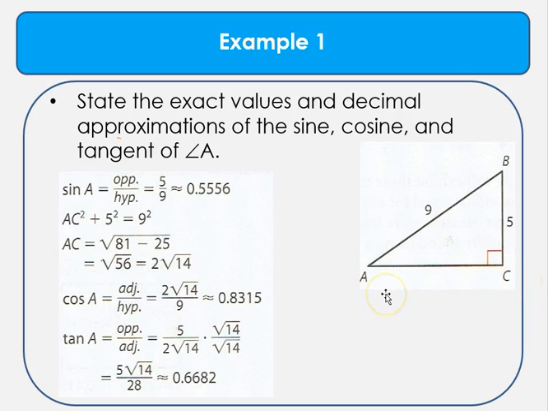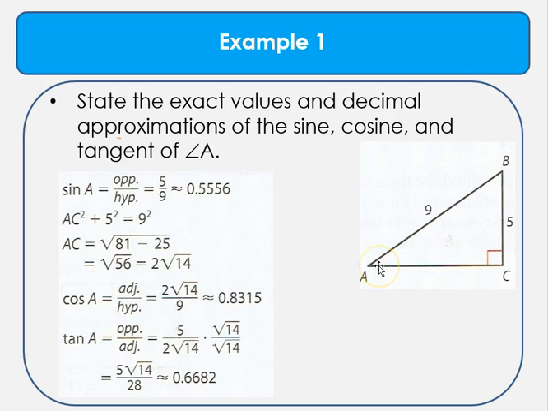Now to solve the other two ratios, we have to have AC. So we'll solve for AC by using the Pythagorean theorem. AC squared plus 5 squared equals 9 squared. AC squared equals 81 minus 25, which is 56. So the square root of AC squared would be the square root of 56, and that equals 2 square root of 14. You have to use the square root form here. You cannot use the decimal. It will not work.